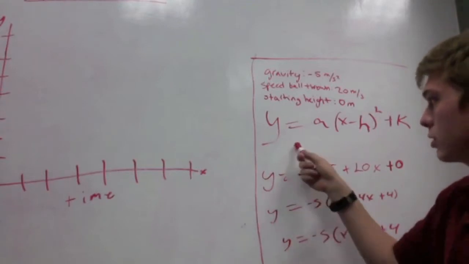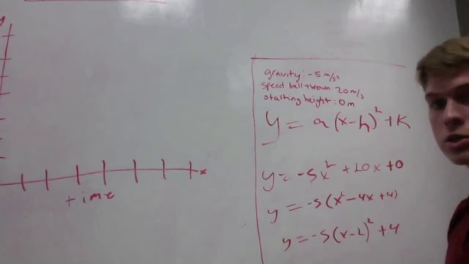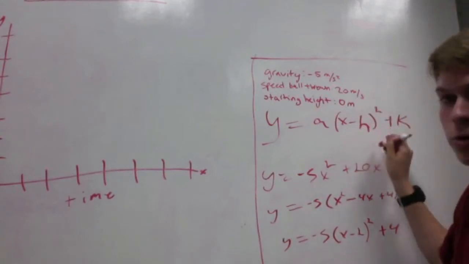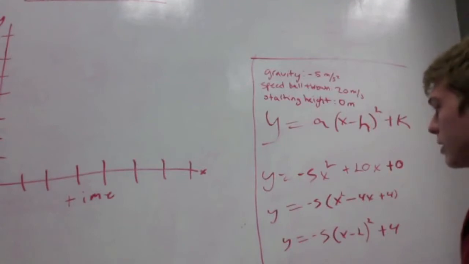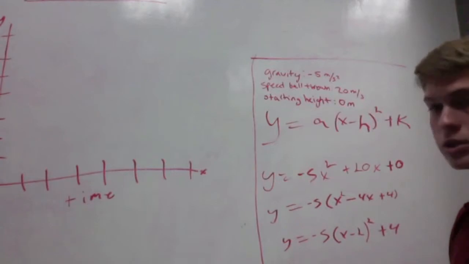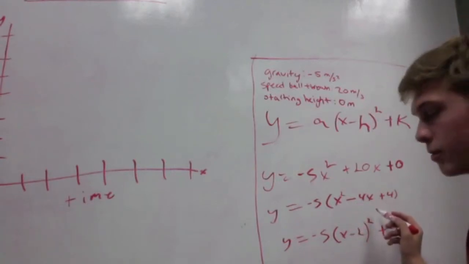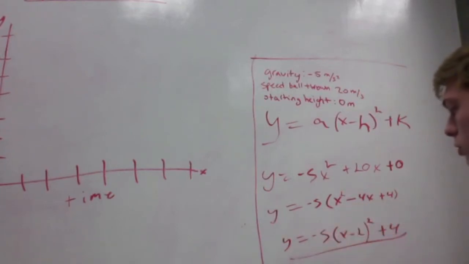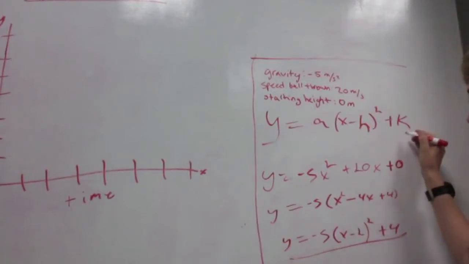So looking at our original equation for the vertex form, y is equal to a times x minus h squared plus k, we need to convert what we have here into this form. So we're going to write it out as y is equal to negative 5x squared, which is gravity, plus 20x, which is the speed, and plus 0, which is the starting height. Through lots of math, we have our equation down here, which is y is equal to negative 5 times x minus 2 squared plus 4, which equals this equation up here.